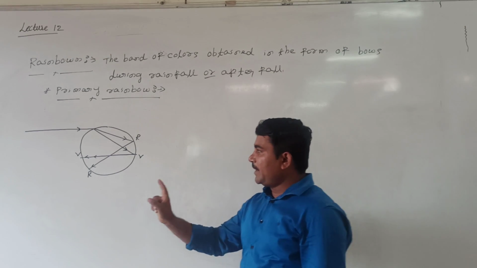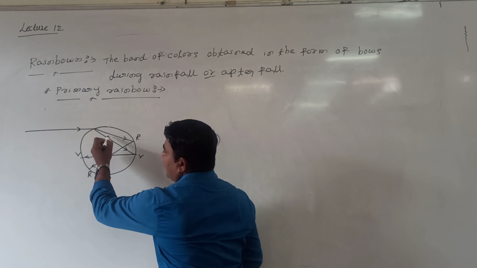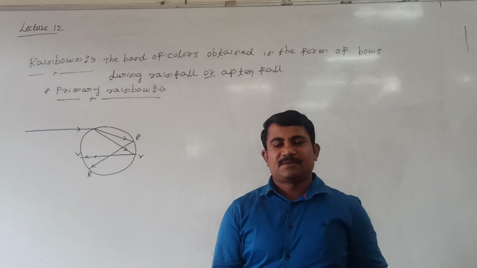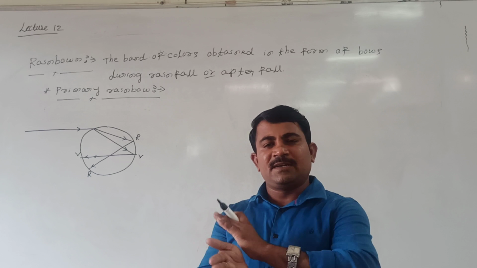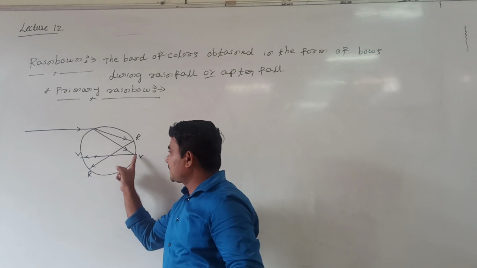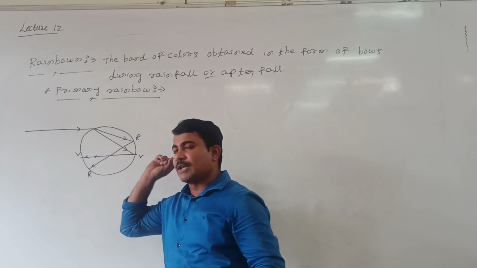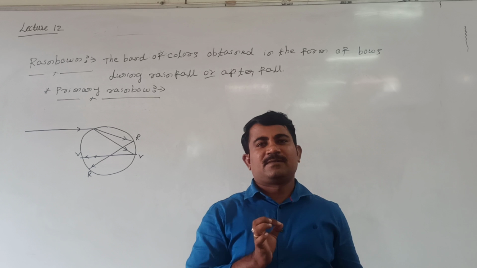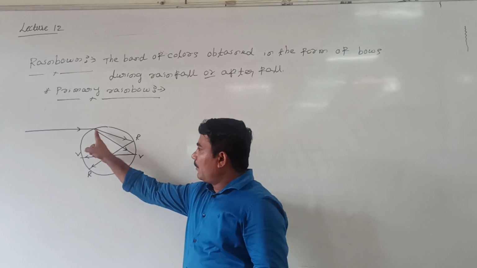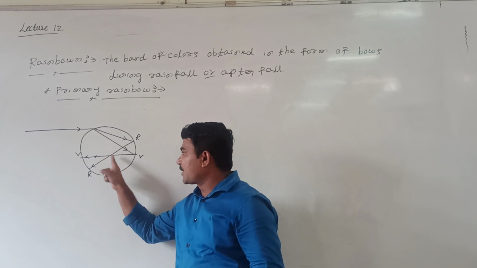Now, here what happens? The ray of light is incident at this point, and here dispersion takes place and refraction takes place. Again here, when the ray of light is incident at this point, the ray of light bounces back in the same medium. So here total internal reflection is possible. I mean, refraction and dispersion take place here, and here total internal reflection takes place.